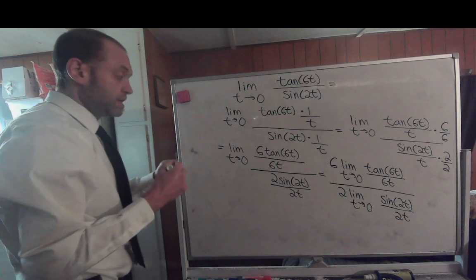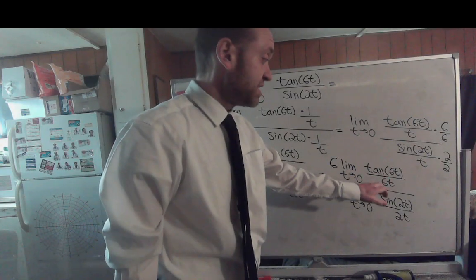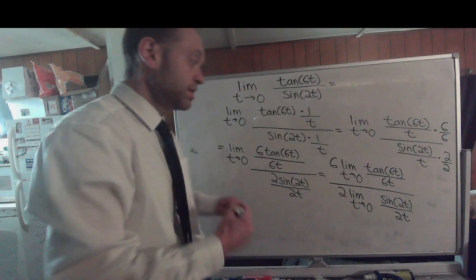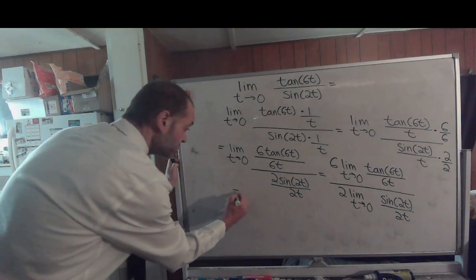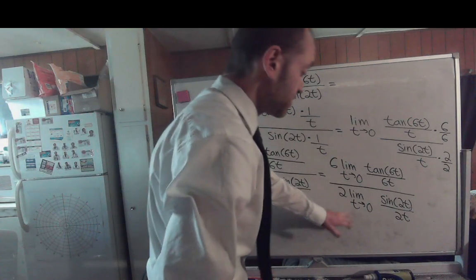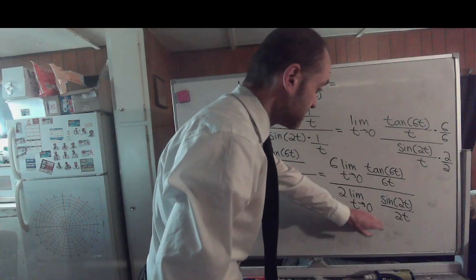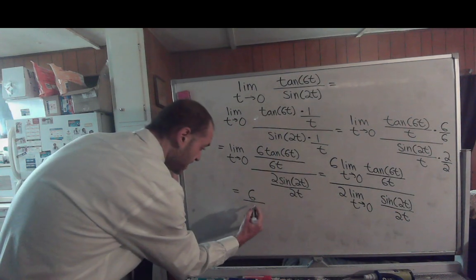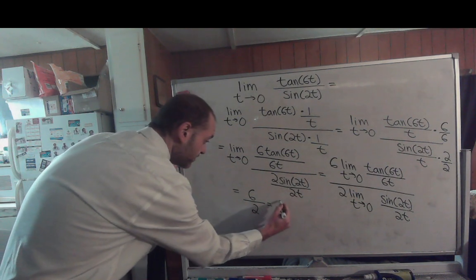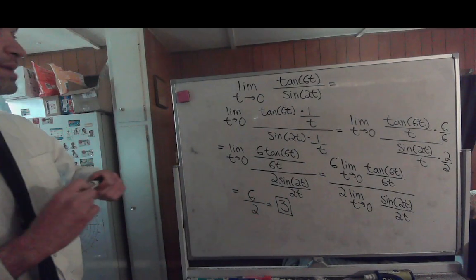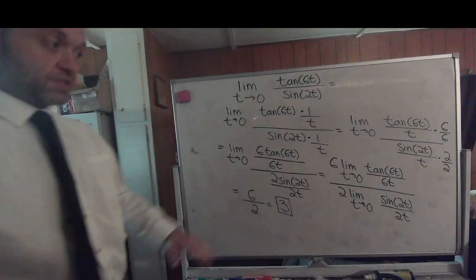And now, in the numerator, tangent of 6t over 6t, the limit as t goes to 0 of that would just go to 1. So this would turn into 6 in the numerator, and then the denominator, 2 times the limit as t goes to 0 of the sine of 2t over 2t, the limit goes to 1. So you would just get 6 divided by 2, giving you a limit of 3. So the limit of this particular problem is 3.